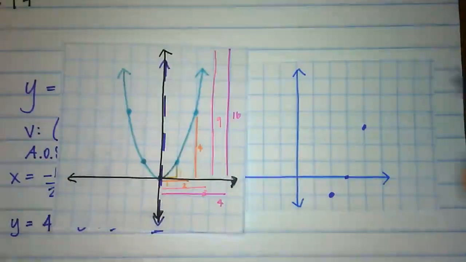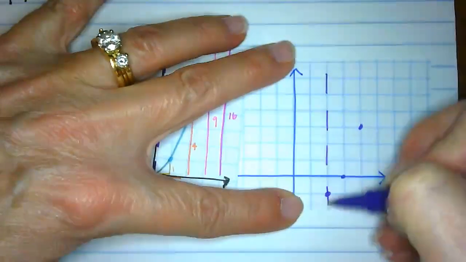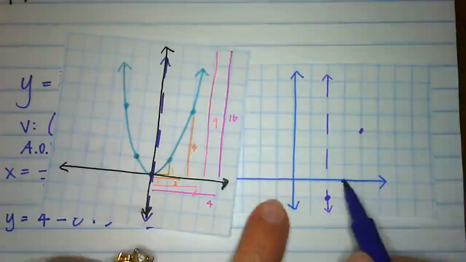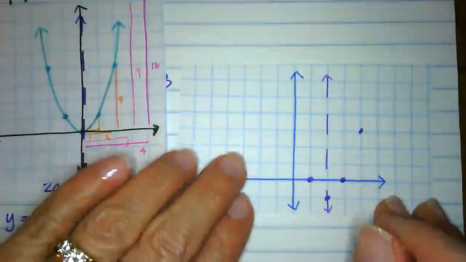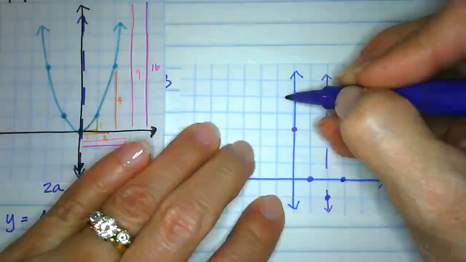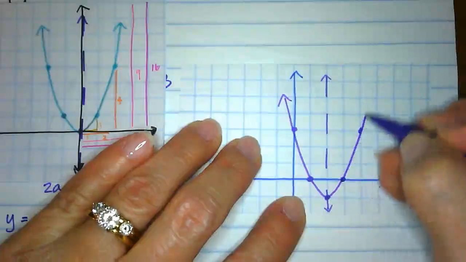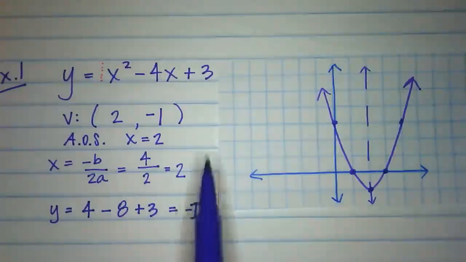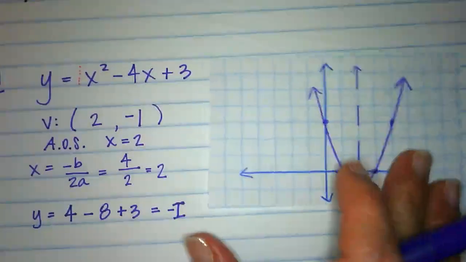All right, but then I also know that the axis of symmetry is located right here, and that's an imaginary line, so this point has a mirror image right there, and this point has a mirror image right here, so now I can sketch the parabola. So here is my parabola that has the vertex located at 2, -1.